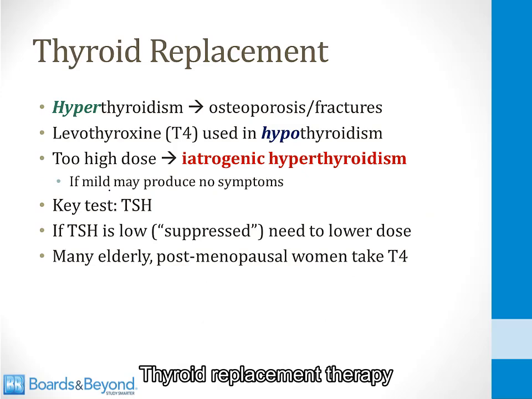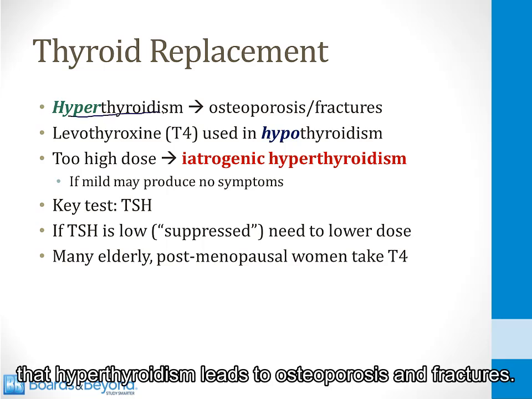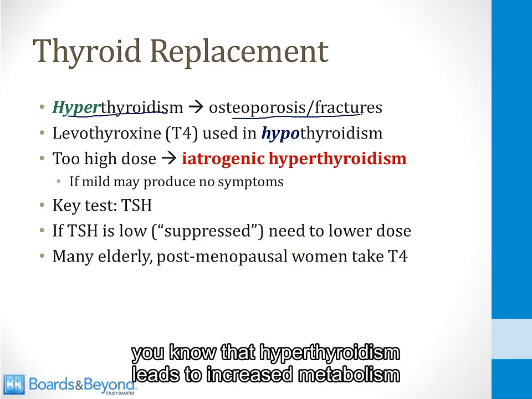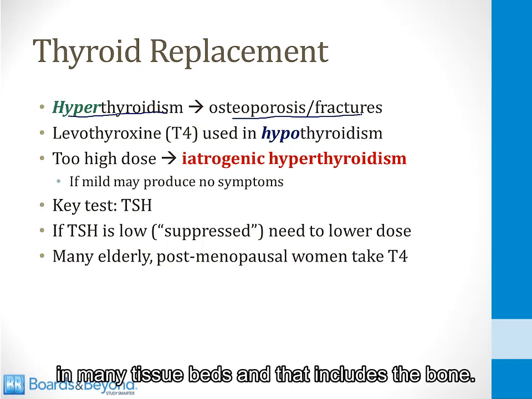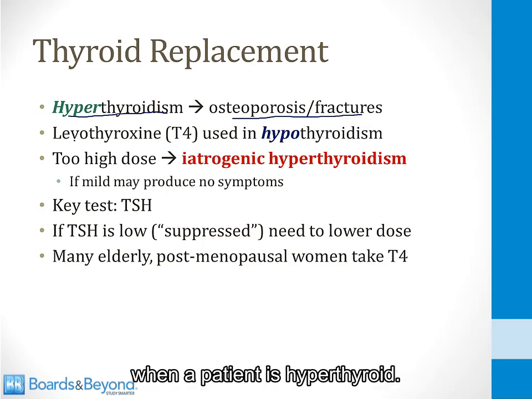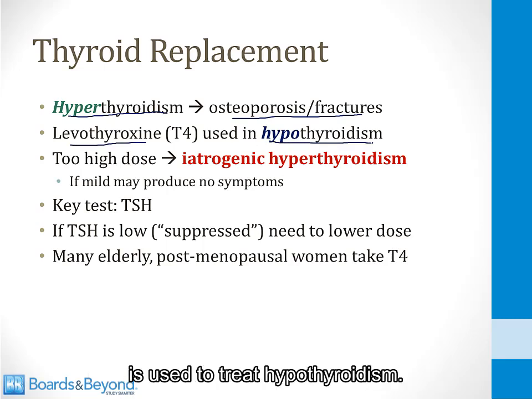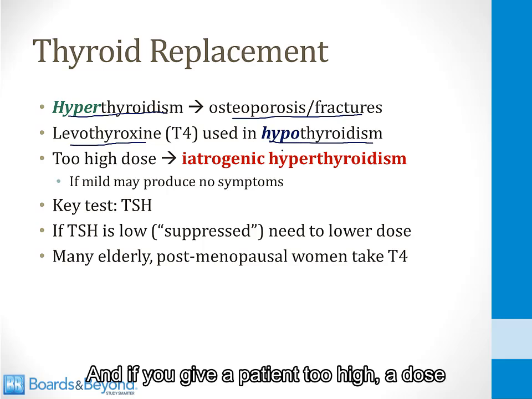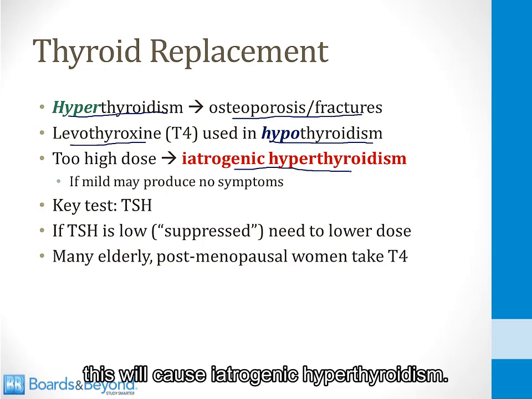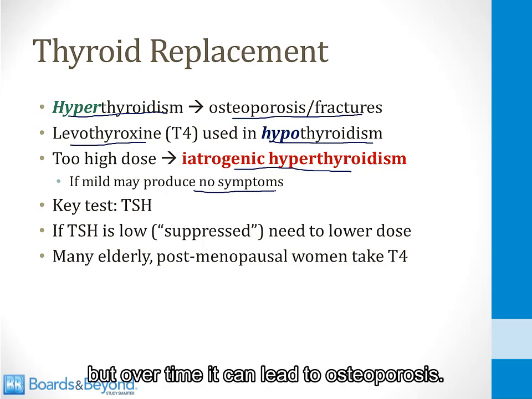Thyroid replacement therapy can potentially cause osteoporosis. And to understand this, you need to appreciate that hyperthyroidism leads to osteoporosis and fractures. And this is very easy to remember. You know that hyperthyroidism leads to increased metabolism in many tissue beds, and that includes the bones. So in the bones, there's more bone breakdown when a patient is hyperthyroid. Now, levothyroxine, which is synthetic T4, is used to treat hypothyroidism. And if you give a patient too high a dose, this will cause iatrogenic hyperthyroidism. And if it's mild, it may produce no symptoms, but over time, it can lead to osteoporosis.